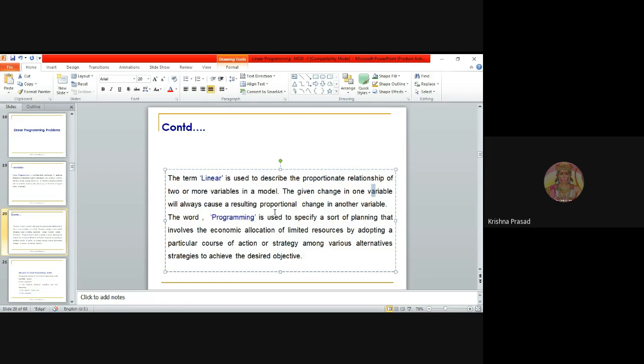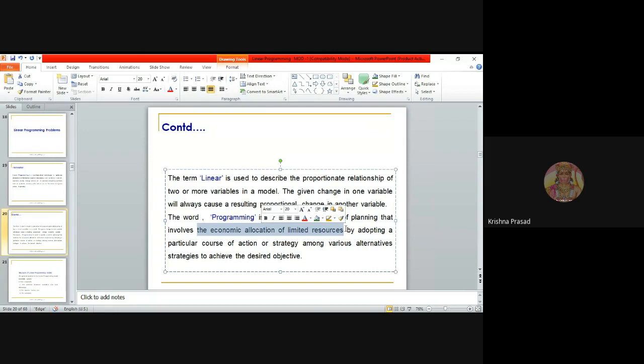Actually, the impact on your dependent variable is going to be directly proportionate to the independent variable. What about the word programming? Programming is a sort of planning. What we are going to do in this problem is talk only about economic allocation of limited resources. The only thing is how we can utilize the limited resources. That's all. So basically we take the limited resources and utilize them in a proper way, adopting a particular course of action or strategy. Let us try to talk about what a course of action is.